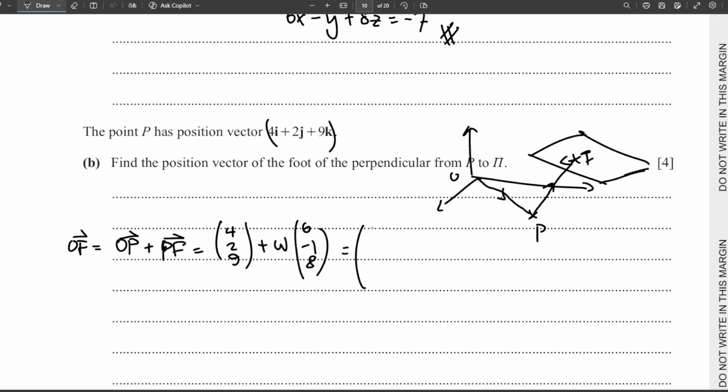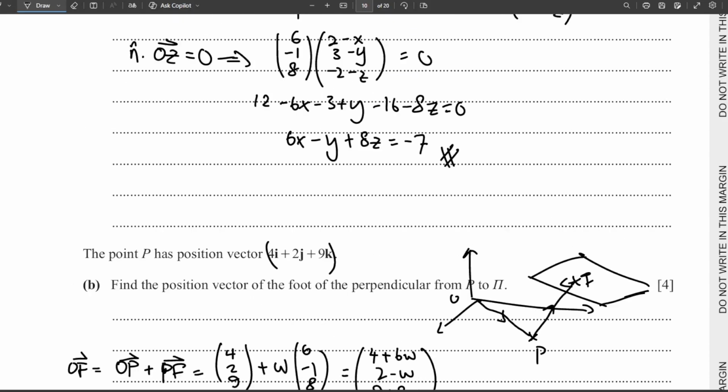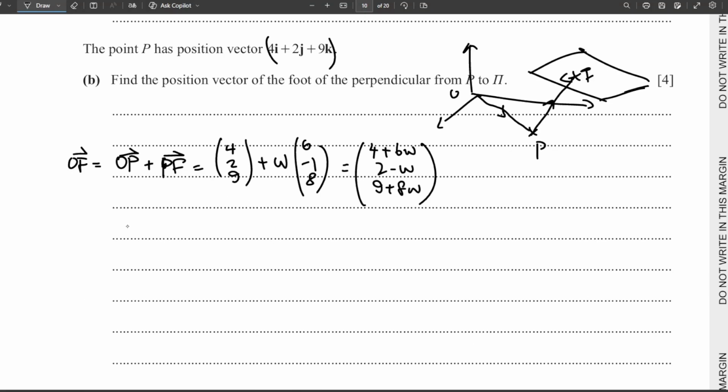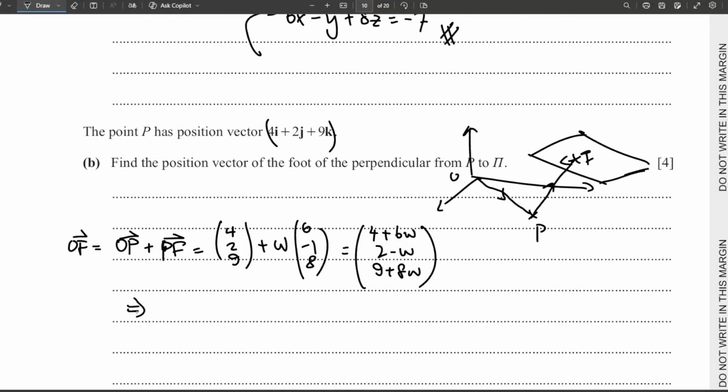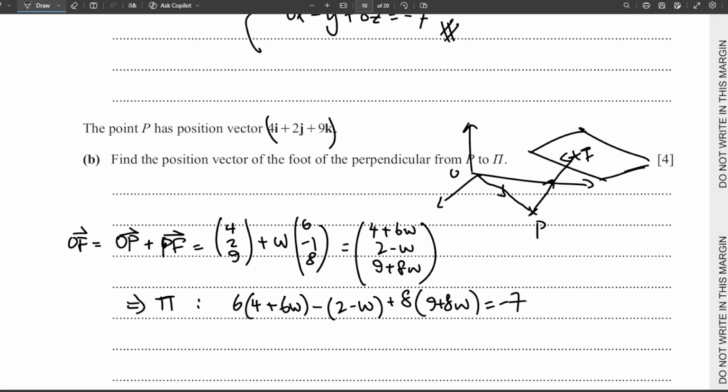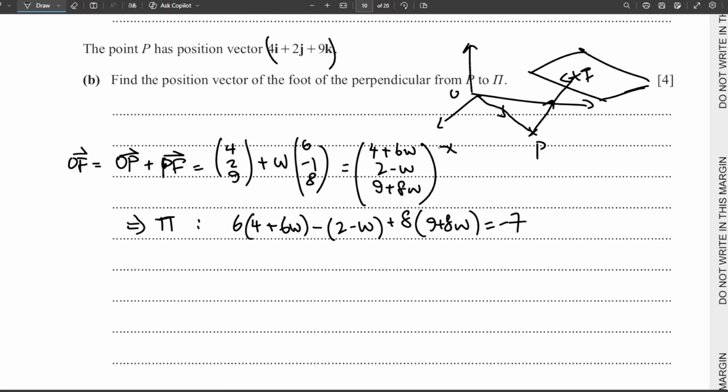Okay, so simplify, you should be able to get 4 plus 6 omega, 2 minus omega, and 9 plus 8 omega. And once we know this is the vector of the foot, we can just substitute back into this plane equation, back into the pi. So we have 6 multiplied by 4 plus 6 omega, minus 2 minus omega, plus 8 multiplied by 9 plus 8 omega equals -7. So all I do is just substitute. This is the x, this is the y, and this is the z, so each component you substitute inside here.